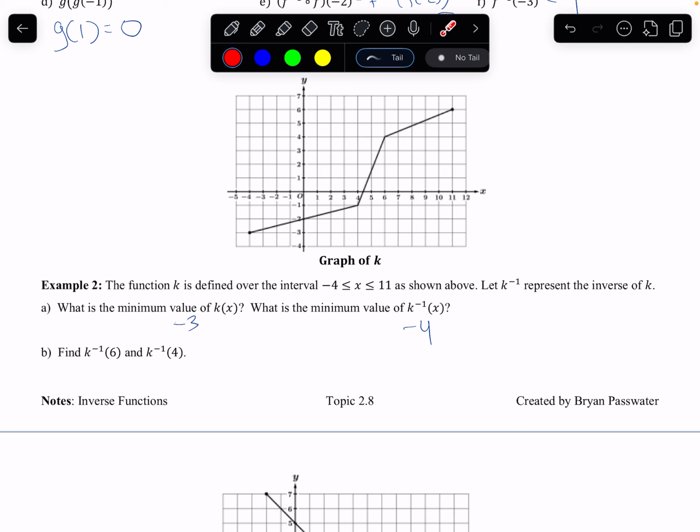So here's how I'm going to think about it. Look at the point right here. If I put an 11 into K, a 6 comes out. So this point right here is (11, 6), which means on the inverse, I flip it. So the inverse would be (6, 11). On the inverse, if I put a 6 in, an 11 comes out. And that's what it's asking. It's saying, what happens when I put a 6 into the inverse? Well, an 11 comes out. So this is 11.